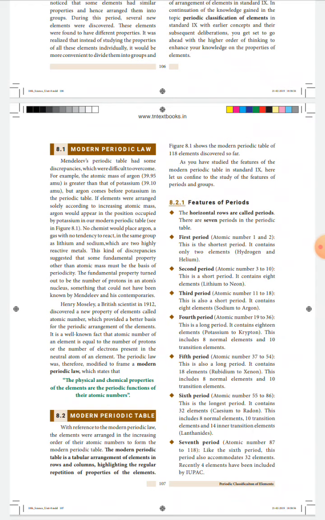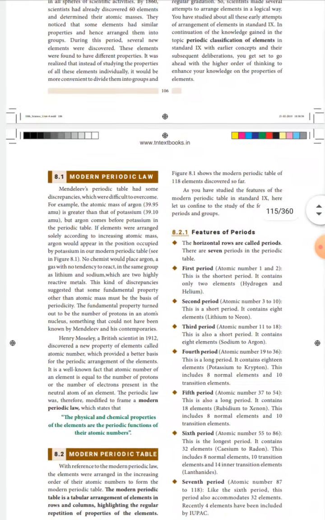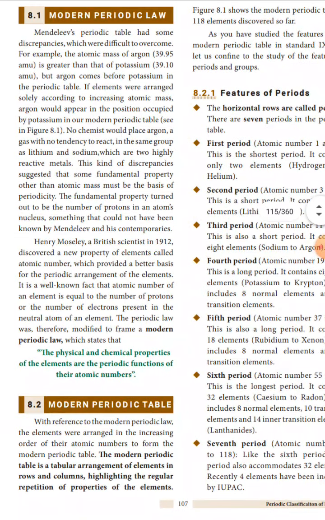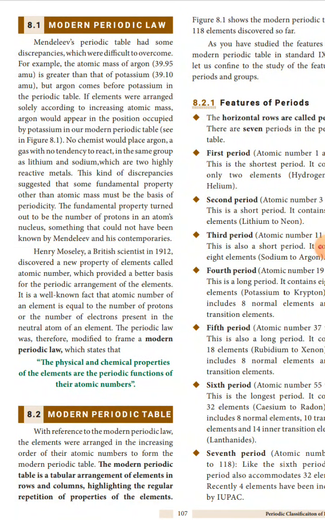What does the modern periodic law say? You already learned this in 9th standard also. The physical and chemical properties of the elements are the periodic functions of their atomic number. This is the modern periodic law, which was proposed by Henry Moseley, a British scientist, in 1912, based on the atomic number. So, what is the modern periodic law? The physical and chemical properties of the elements are the periodic functions of their atomic number. This is the modern periodic law.